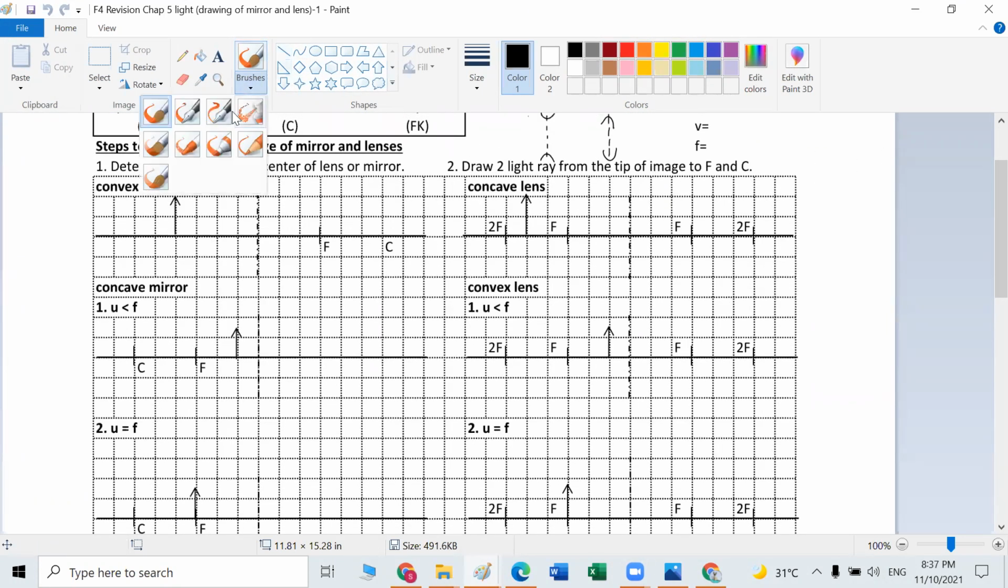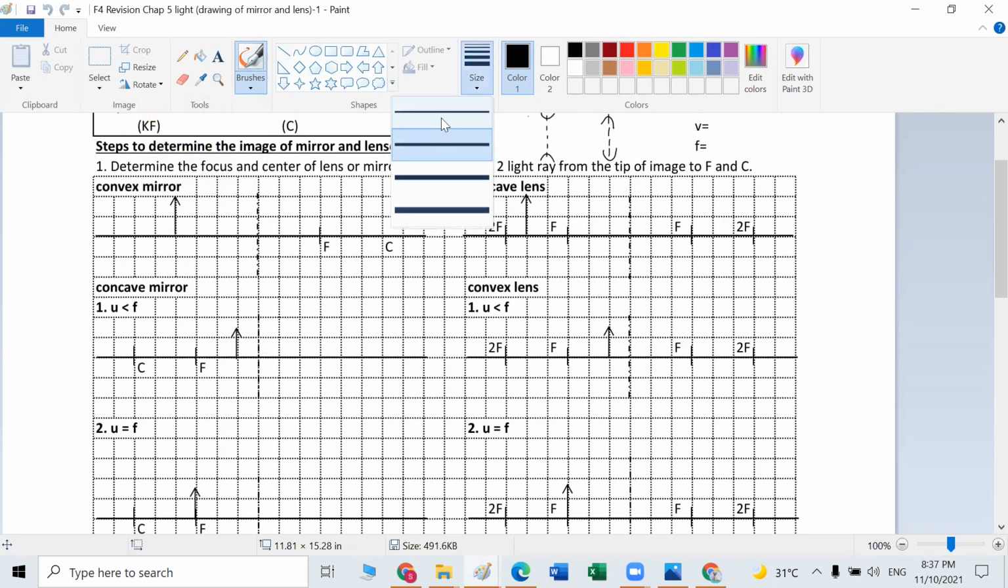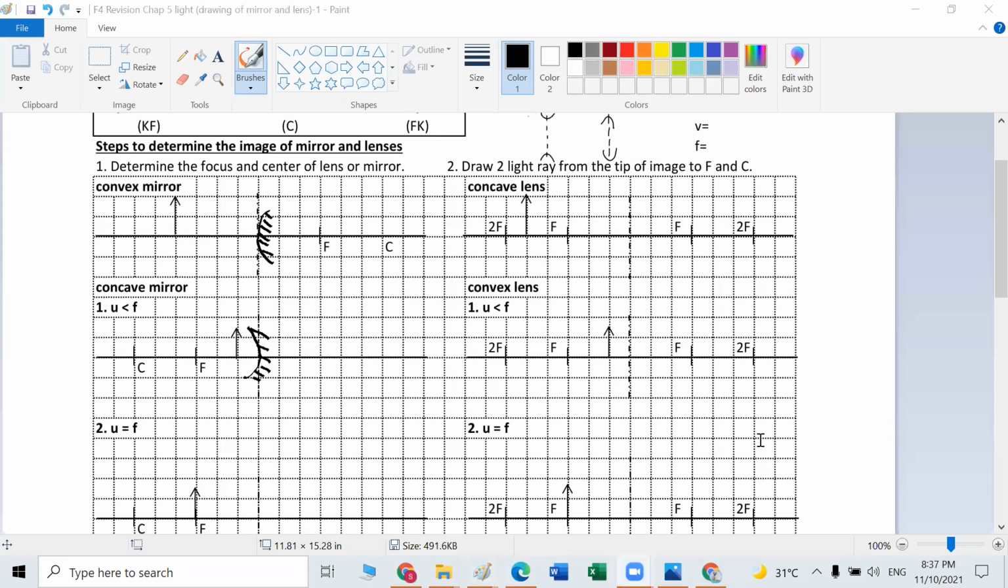All right, so okay, so convex mirror. Okay, convex mirror. This is concave. C is also 2F. Yes, Chiron, very good. Then you will see left and right is different. Mirror, 1F is F, 2F is C.